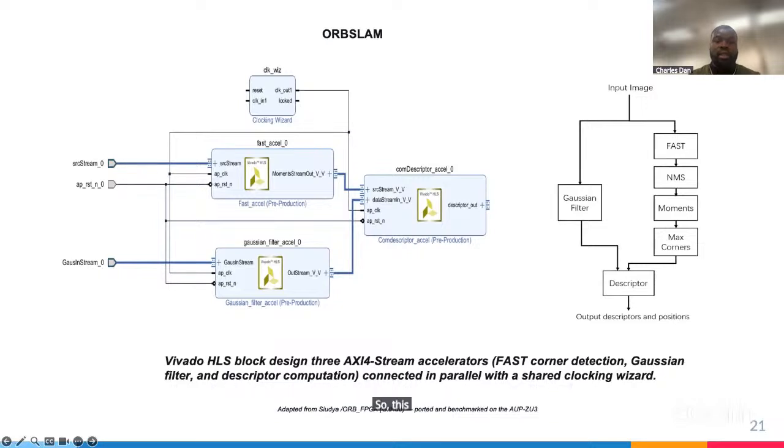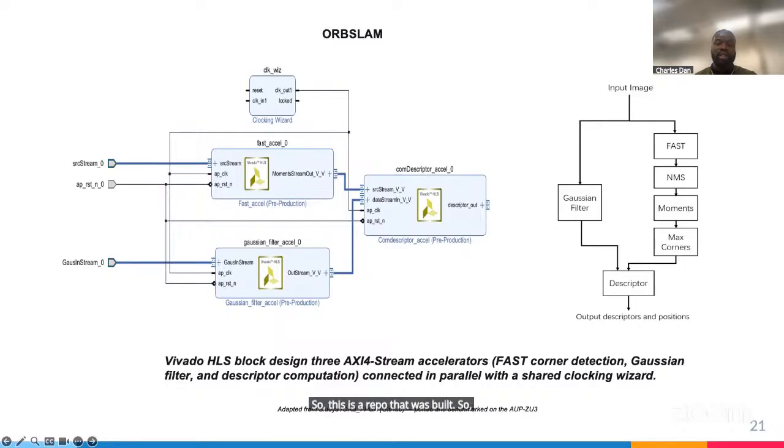So this is a block design, but it's more detailed because it combines an accelerator, which is actually a repo that was built.